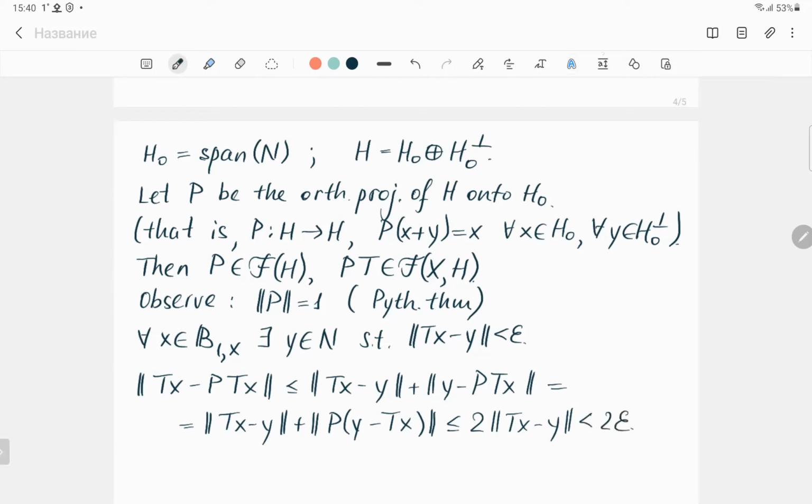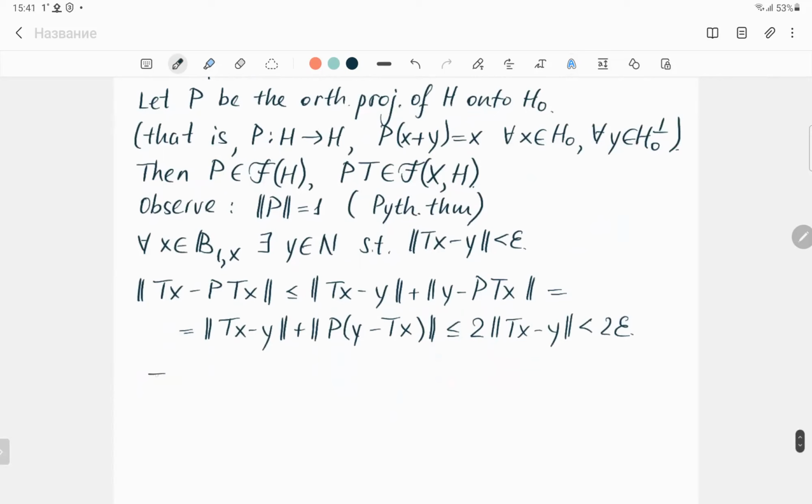Okay, and so we see now that for each positive epsilon, we have found a finite rank operator, PT, such that the distance between T and PT, which is just the supremum of this expression over the unit ball, is less than or equal to 2 epsilon. And so we see that T can be approximated by finite rank operators. And this completes the proof.